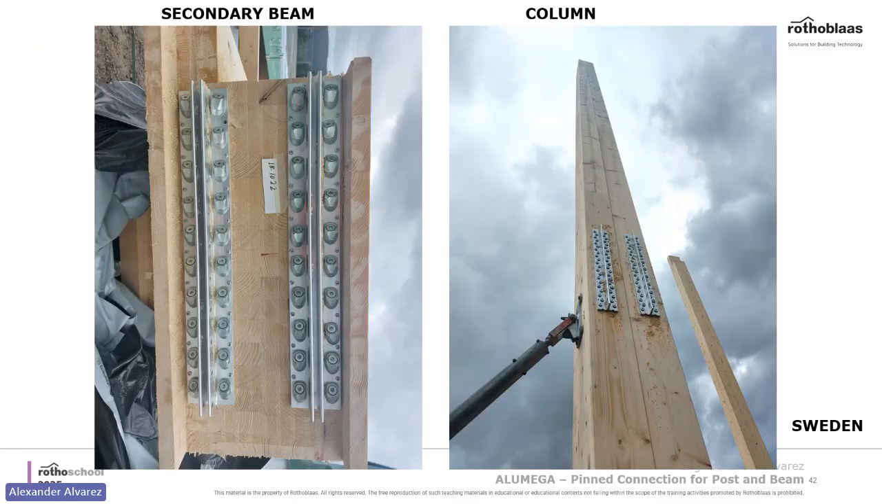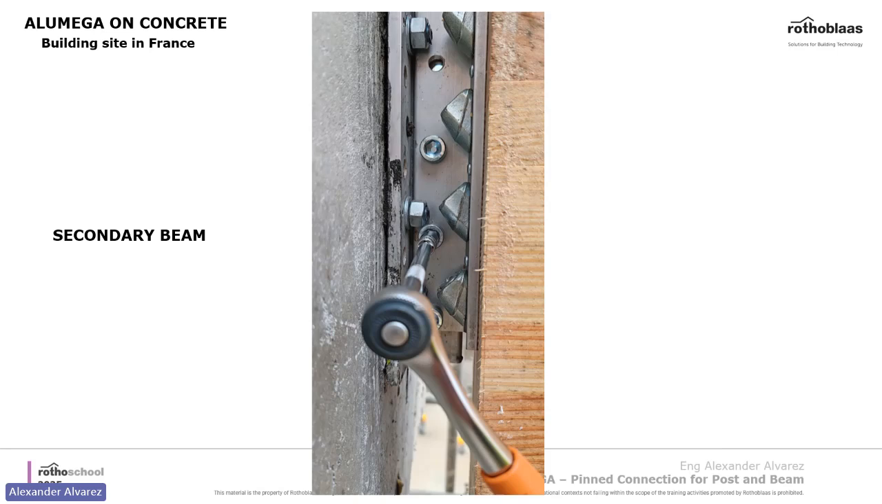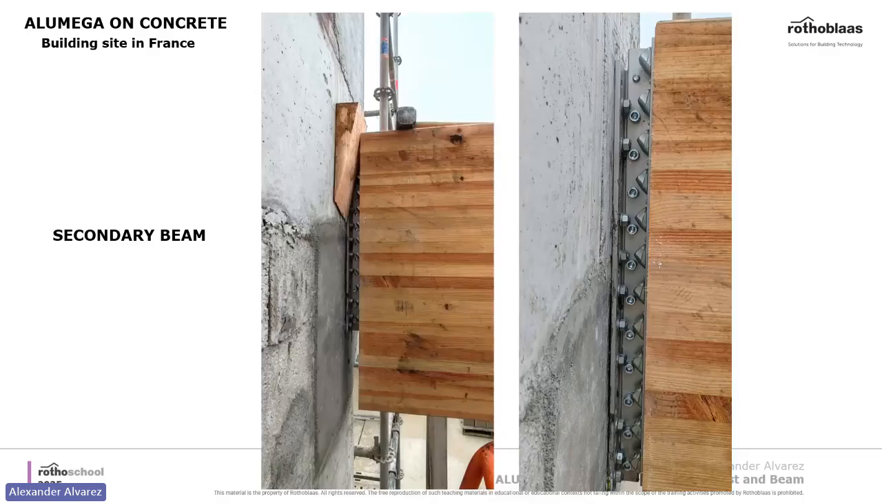So here are just some more pictures of the Alamegas. On the construction sites, you can see on the secondary beam, they use two instead. And then you can see we have these layers around it, and then the column. And you can see here how they go about installing the mega bolts, especially around here. Get my laser pointer.